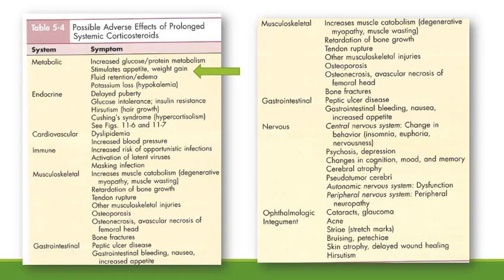So here are those possible adverse effects of prolonged systemic corticosteroids. One interesting one, which we have a picture for on the next slide, is the metabolic side effects, in that it stimulates appetite, and weight gain is a common side effect. Here's a figure I found on Google Images. I'm not sure which is the before and which is the after, but this individual was prescribed corticosteroids, illustrating the change that had occurred in the presence of that drug.